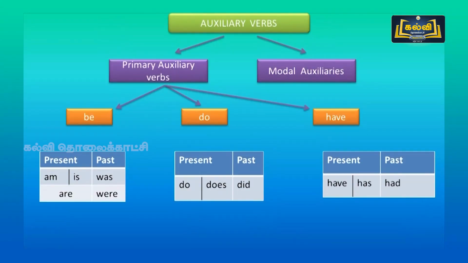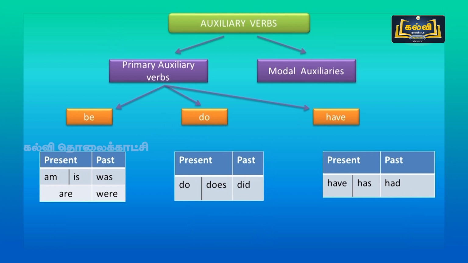Let's come to our main topic, auxiliary verbs. Auxiliary verbs are divided into two types. One is primary auxiliary verbs and another one is modal auxiliaries. Just have an overlook of the primary auxiliary verbs. The first one is be form of verbs, and the second one do form of verbs, and the third one have form of verbs.